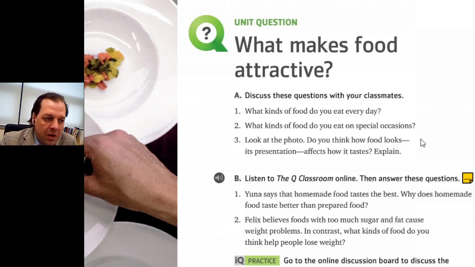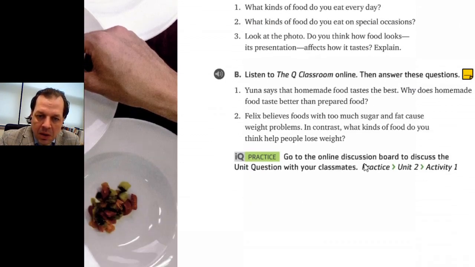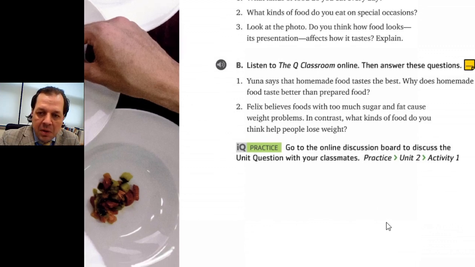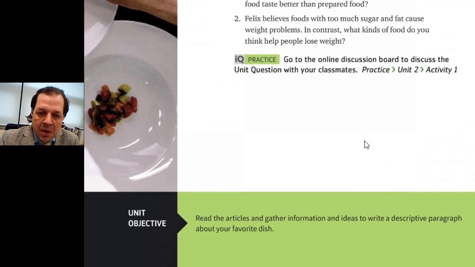All right, so they have their opinions. I'd like to hear yours. The practice says online discussion board, meaning that we're not using the IQ classroom, so you can skip that question. We're not using the discussion board. The unit objective: read the articles, gather information and ideas to write a descriptive paragraph about your favorite dish, okay, your favorite food dish.